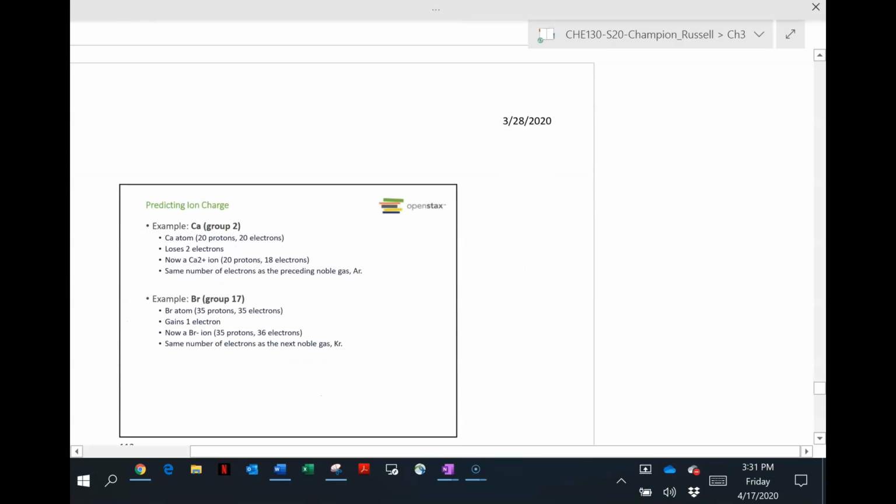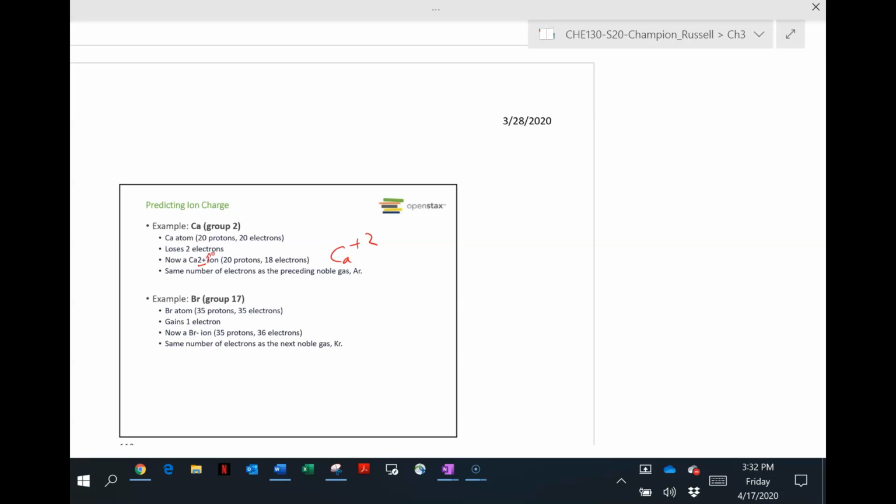So here are 2 examples. Calcium in group 2, it's going to lose 2 electrons. It'd be a calcium 2+ ion. We lost the superscript there. That should be calcium 2+, should be up there, and if you look, that has exactly the same electron configuration as argon.